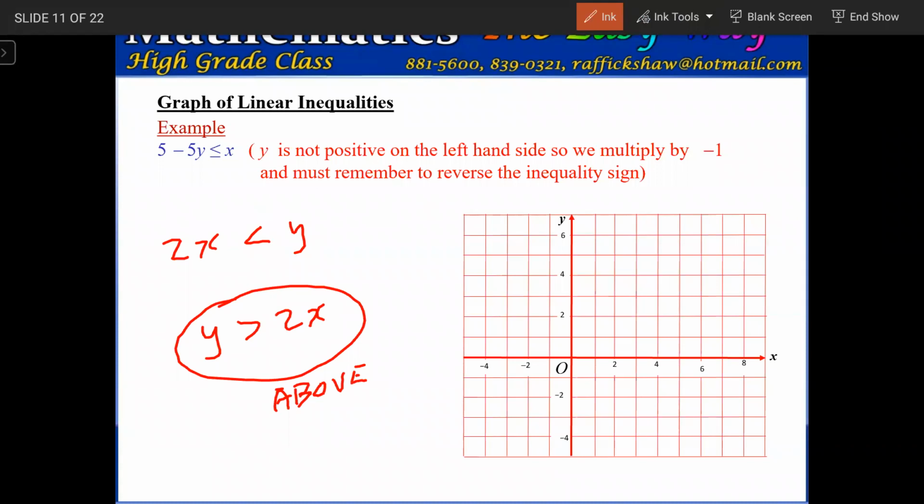If you just run and focus on the less than, you might be saying below, which would be wrong. So the greater than means above when the y is on the left-hand side and positive. In this one, the y is on the right-hand side, so the less than doesn't mean below anymore. Get the picture? Everything is important. That's why we have to put the conditions where the y is on the left side and it is positive. That is when greater than means above, and that is when less than means below.